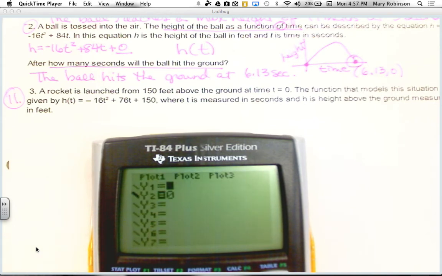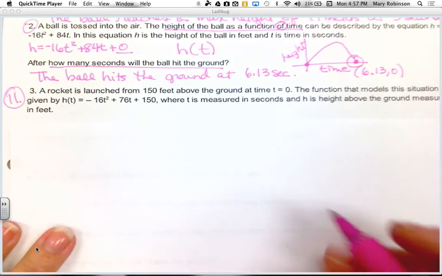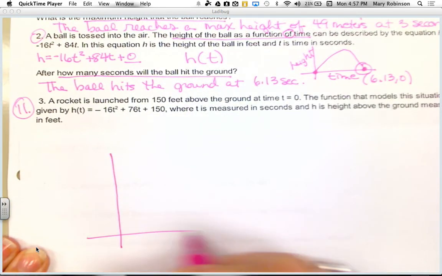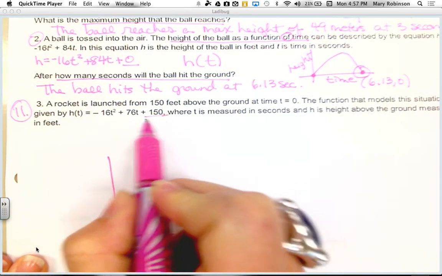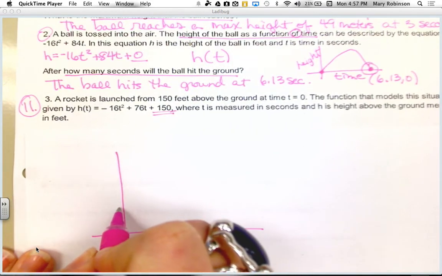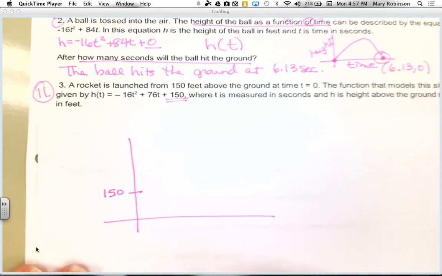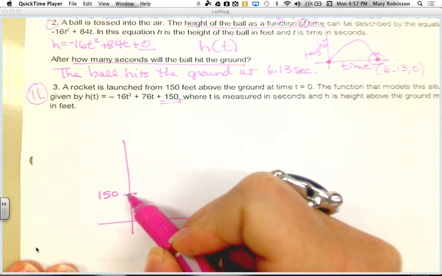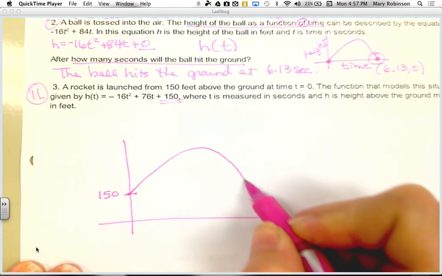So I'm going to go to y equals and clear out what I have, and type in negative 16x squared plus 76x plus 150. Now we should understand if a rocket is launched up in the air, it's going to go up, but eventually it's going to come back down. So similar to the first two problems, we know that if we were to sketch a graph of this, with the y-intercept being 150, I could mark 150 on my y-axis, and this rocket is being launched from a height of 150, but eventually will come back down and hit the ground.